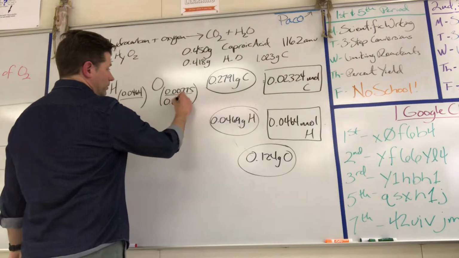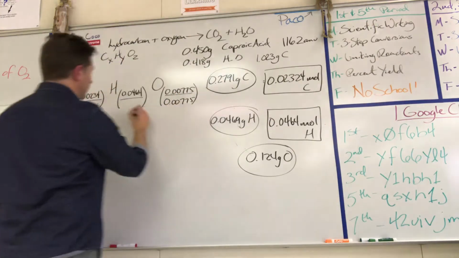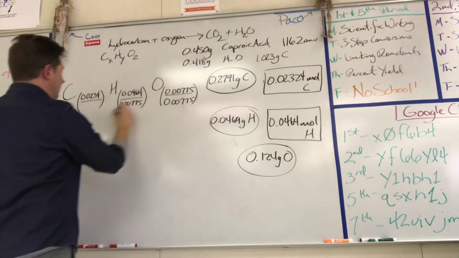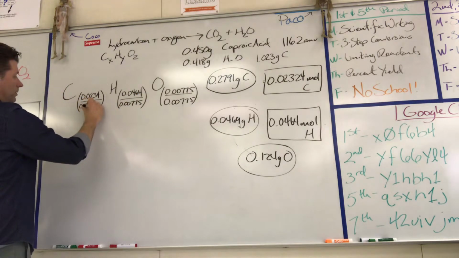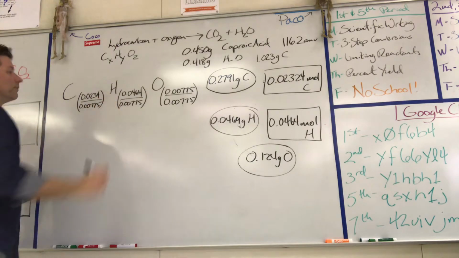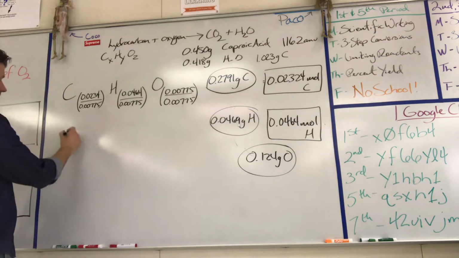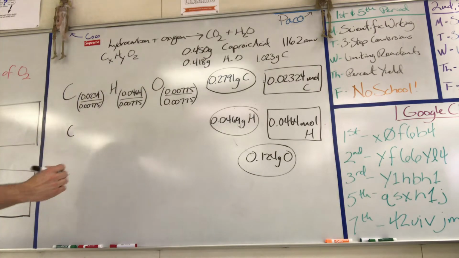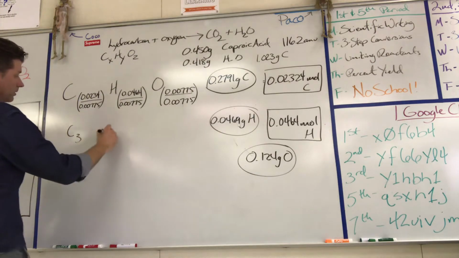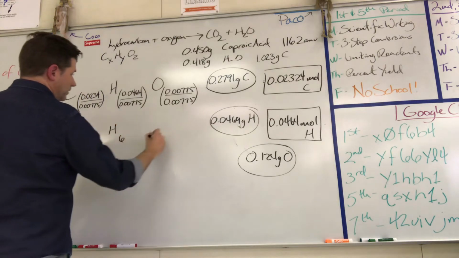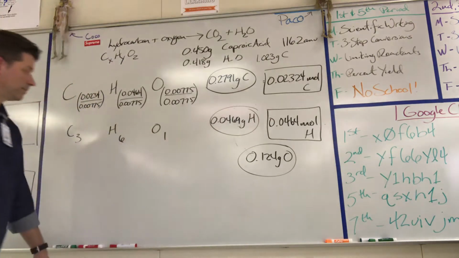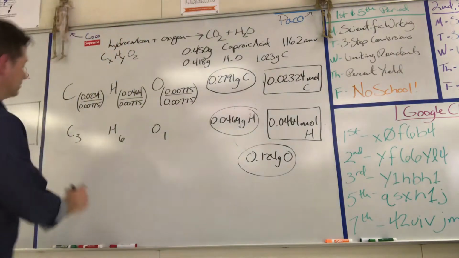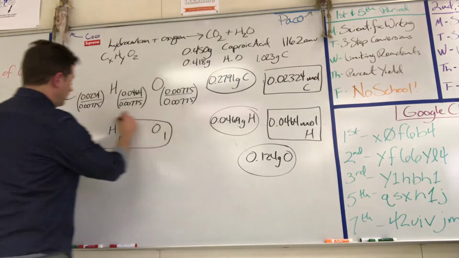So divide each by 0.00775. That means when you divide them, that's going to be C3H6O1. So there's your empirical formula. That's your empirical formula.